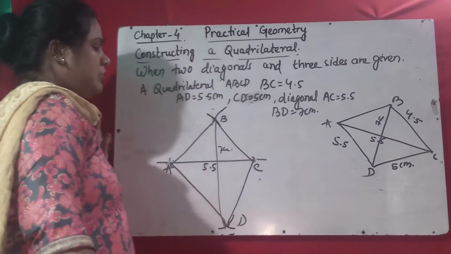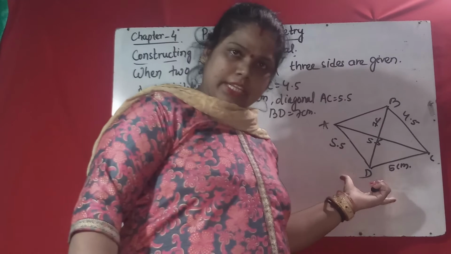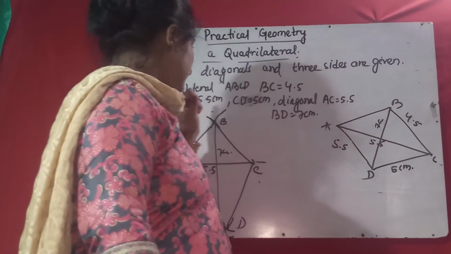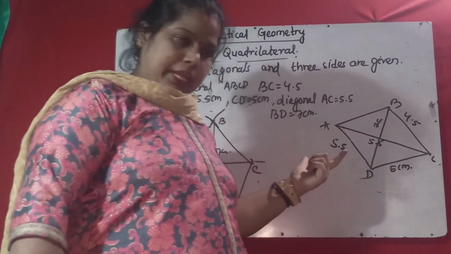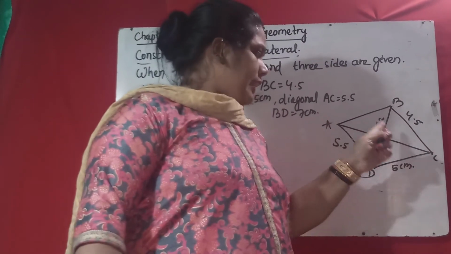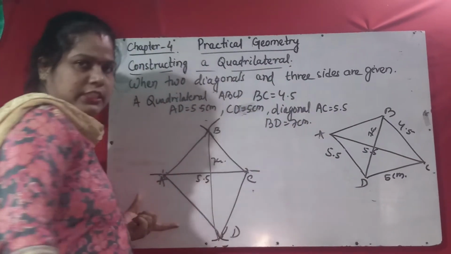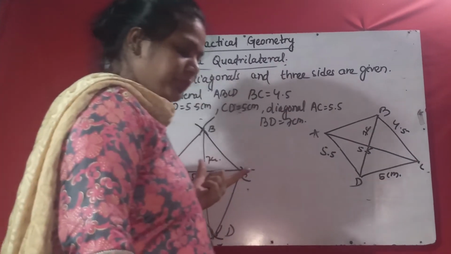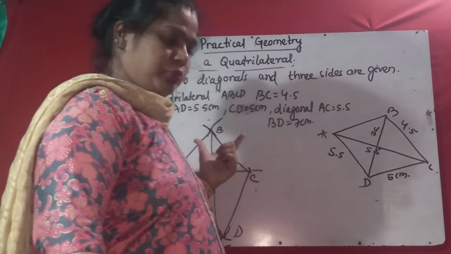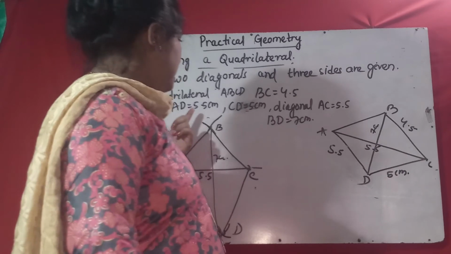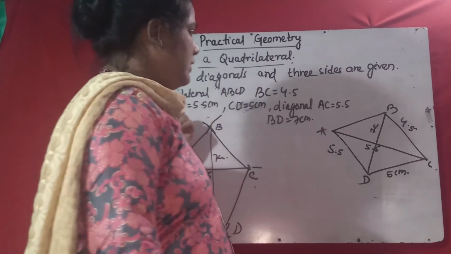So according to the information, you have to first draw a rough diagram and mention what measurements are given, the length of the sides or angle or length of diagonal, which will help you to construct a quadrilateral. So try to solve exercises 4.1 and 4.2. I hope you can understand and it will be easy for you to construct a quadrilateral. Thank you.